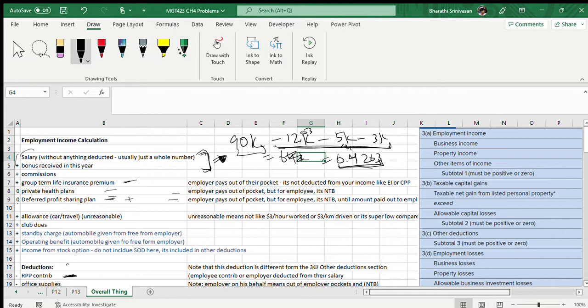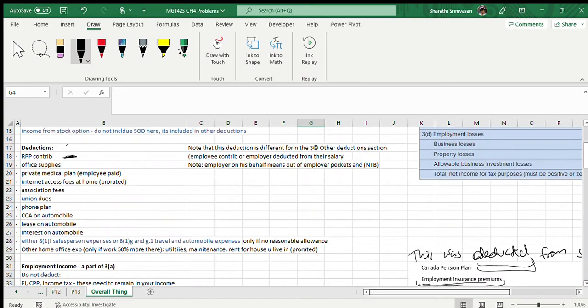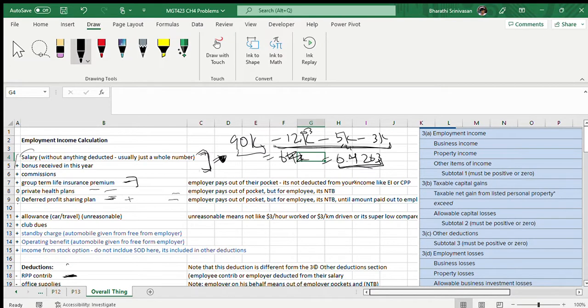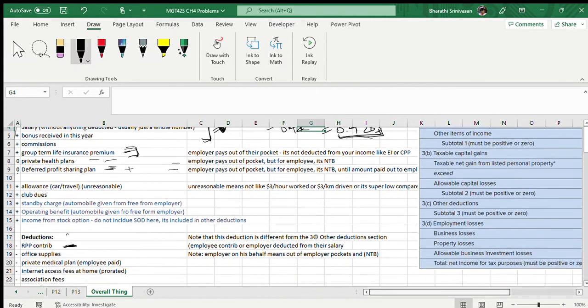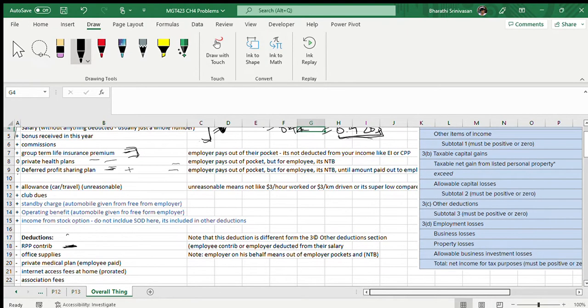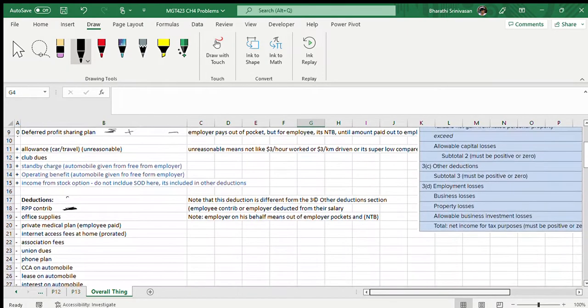So for the most part, most of these life insurance premiums are all non-taxable, like the private health plans, deferred profit sharing, private medical plan. These are all non-taxable, except the only thing is group term life insurance. I'm not really sure why, but this is the only thing you have to remember. It's a taxable benefit, I mean. So another thing, oh, this is actually a lot. I don't even know if I can get through this really quickly.